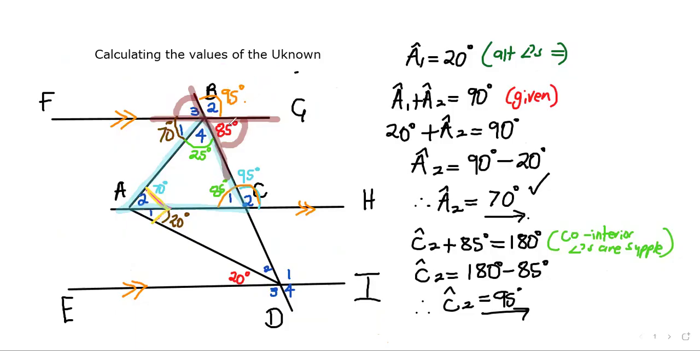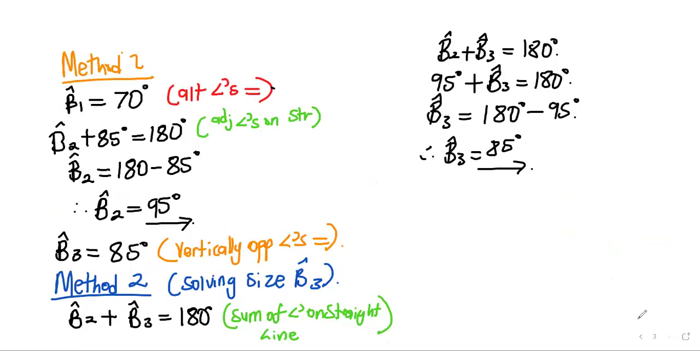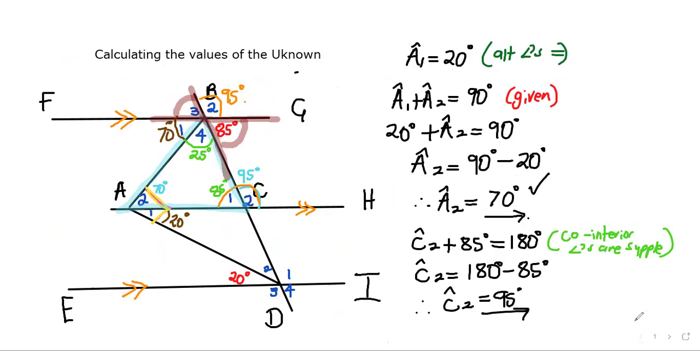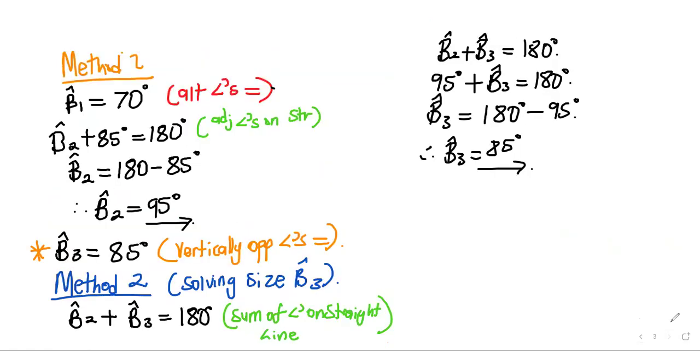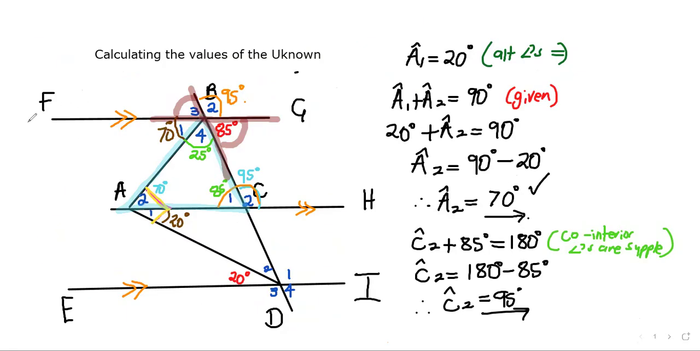So that's why I'm saying we got 85 by using method number one, vertically opposite angles, and also by using this method. So after that, what angle are we left with? B3 is the one that we got now, which is 85. So here we know that we have 85 degrees. Let me write it properly. So this is 85 right here.